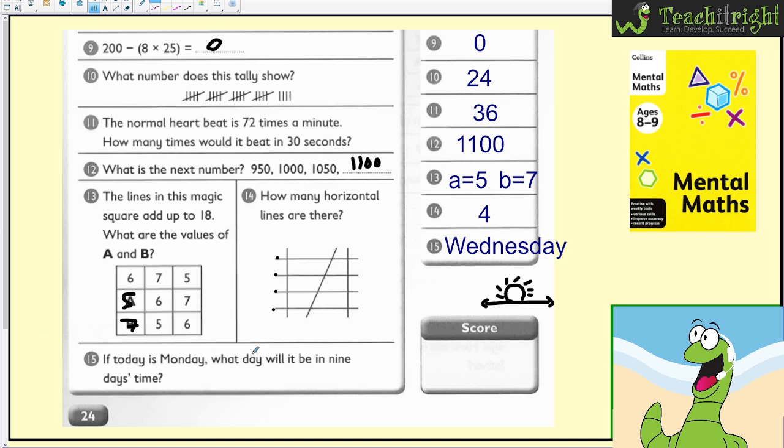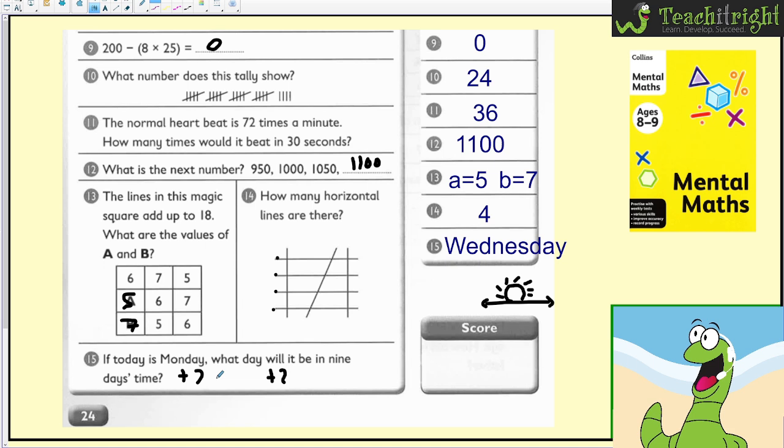If today is Monday, what will it be in 9 days' time? Well, a really good trick for this is to first off go in 7s. To go from one Monday to the next Monday is going to be plus 7 days. So just take 7 days off, and we're still at Monday, and then to go from 7 to 9, that's an additional 2 days, so all I've got to do is go from Monday for 2 more days.